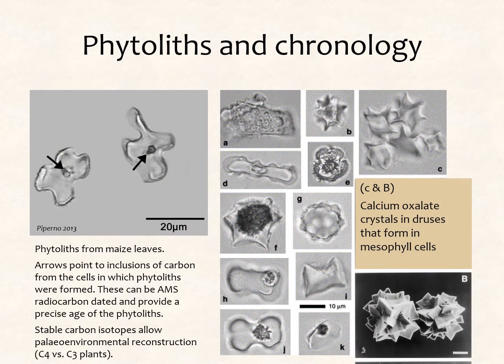The development of AMS radiocarbon techniques using very small samples permits the dating of phytolith-occluded carbon. Moreover, stable carbon isotope analysis can also be used to provide additional information about the photosynthetic pathway of plants, that is, whether C3 or C4 grasses dominated a given environment in the past. Phytolith-occluded carbon has also been used to generate a late Quaternary isotopic record of atmospheric carbon dioxide.